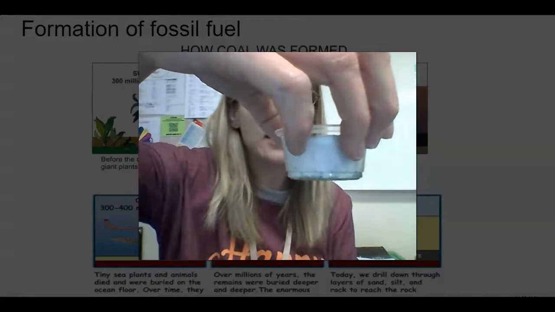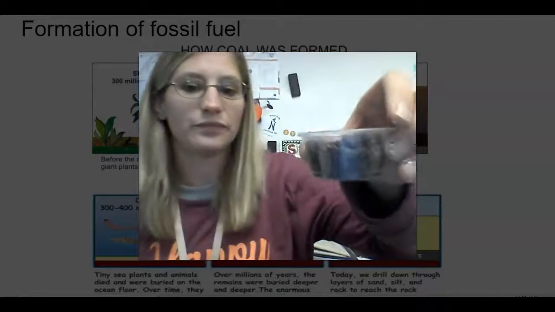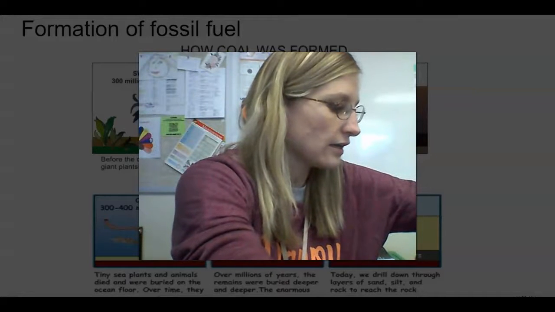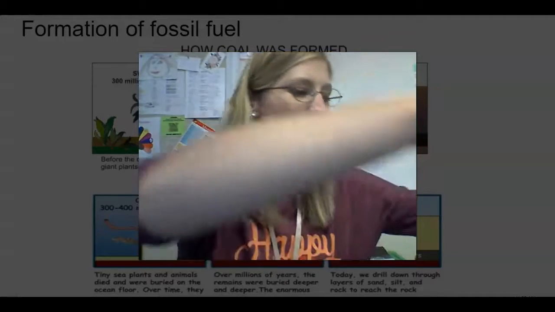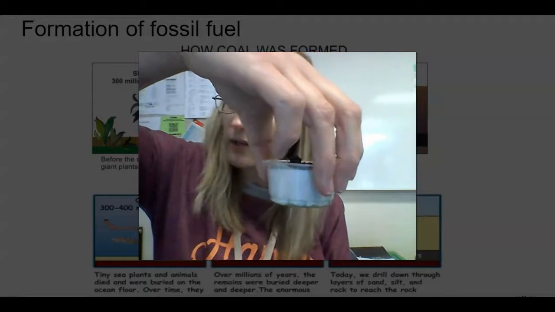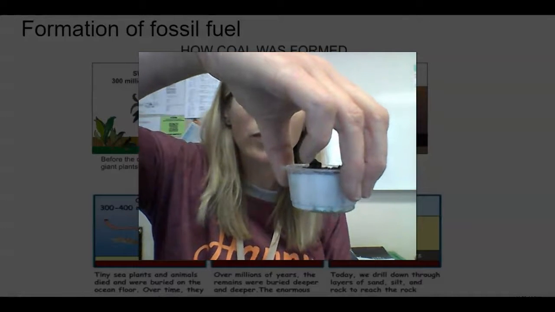Now the last thing I need is a little bit of soil. So that's your soil right here. Just put a little bit of that soil on top, and then that is how you form the formation of oil and natural gas, which are liquids.